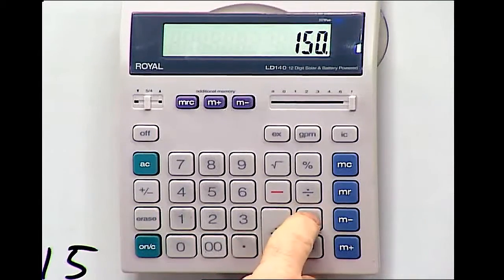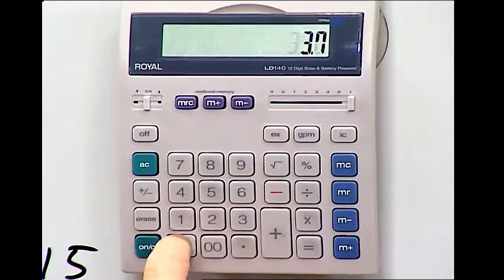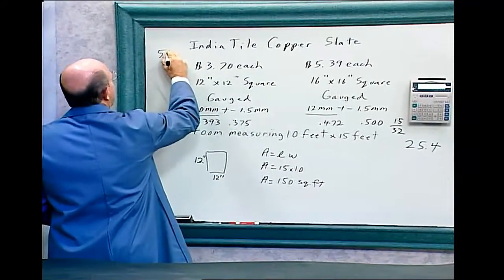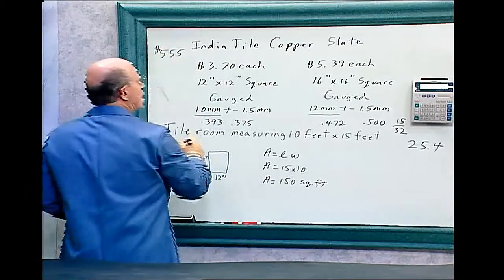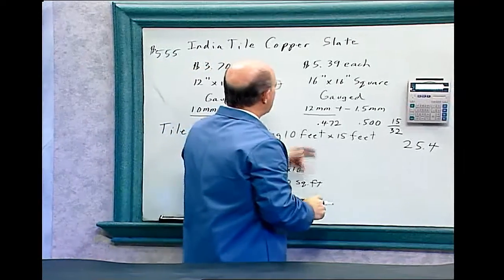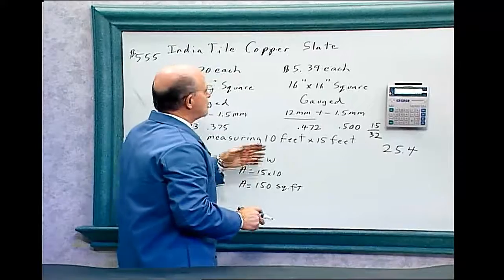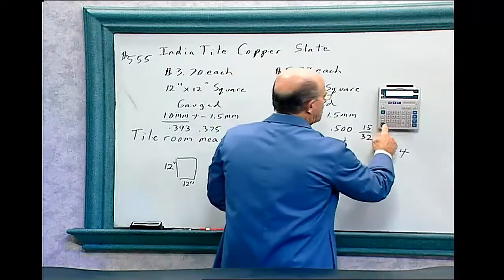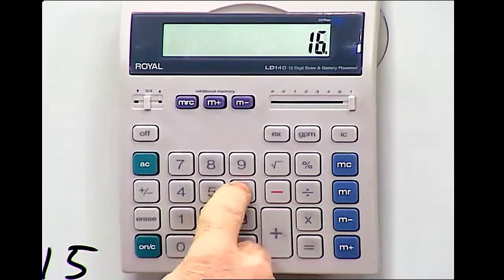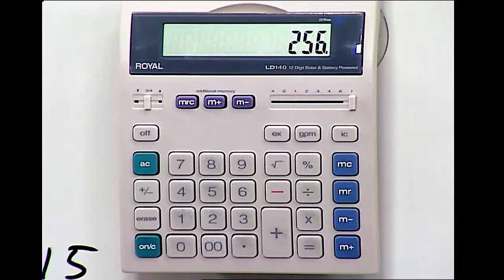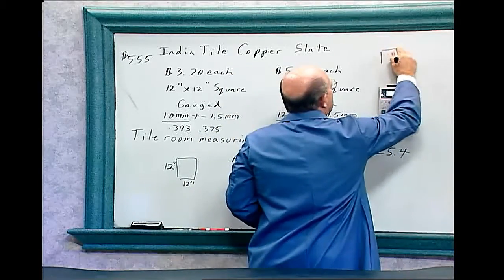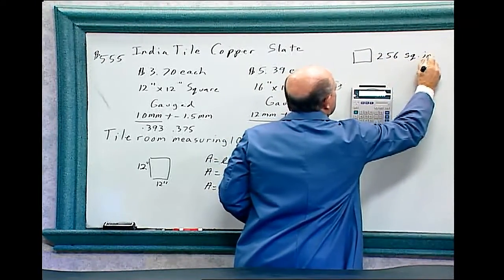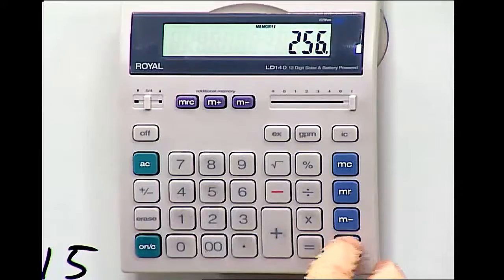150 times $3.70 equals $555. So this room will cost $555. Now let's go by this room. Since this is in inches, square inches, let's multiply 16 times 16 equals 256, so one tile is 256 square inches. And we'll put that into memory.